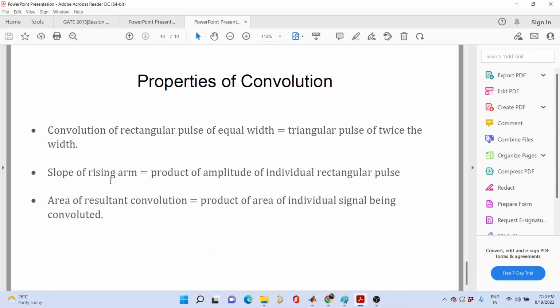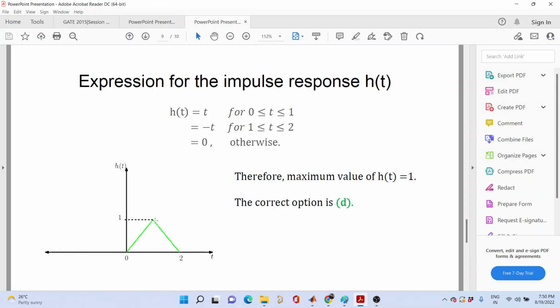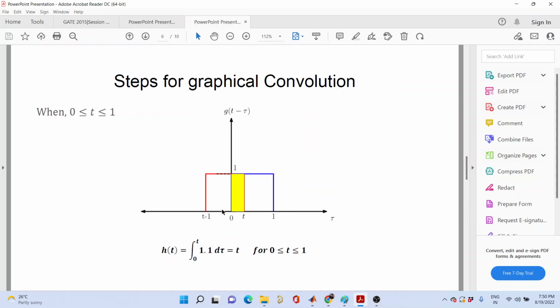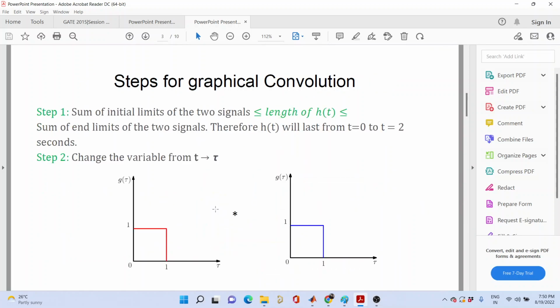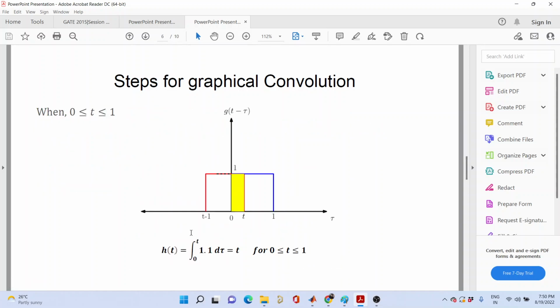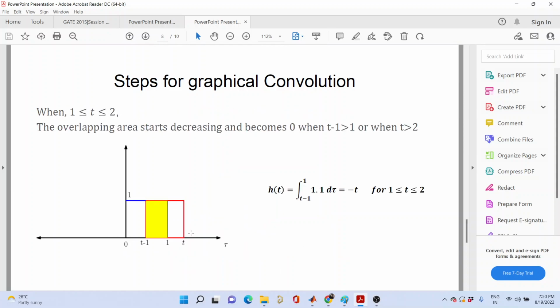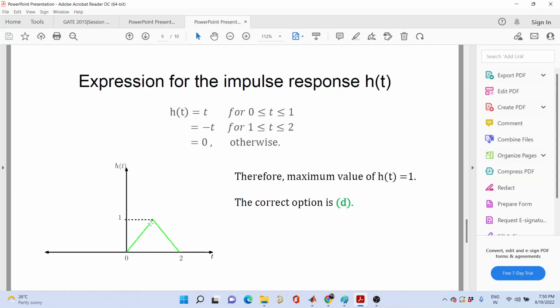The second property is that the slope of this rising arm would be the product of the amplitudes of each of the functions that you are convoluting. So the slope would be the product of the amplitude of this function and this function, that is 1 and 1. So it becomes 1. The slope has to be unity. So the slope would be rising from 0 to 1, and then again it will be falling.